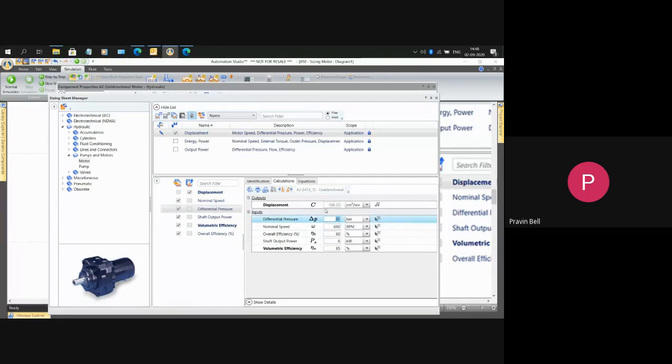Okay. Software automatically calculated what is the displacement required to come from the pump. For this motor to operate at 600 RPM, I need a displacement of 106 cubic centimeters per revolution. So this value the software automatically calculates. Okay, 106.25 is the displacement required. So I copy this value.